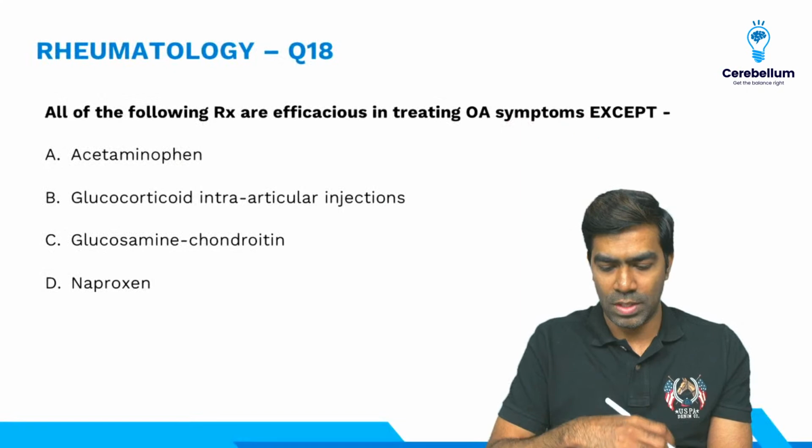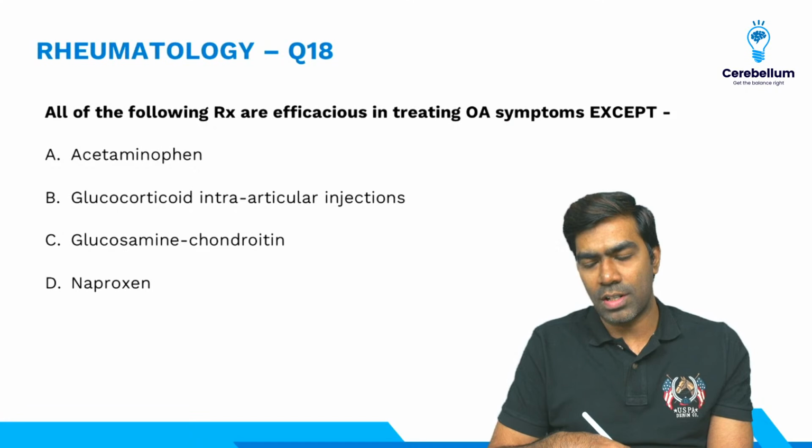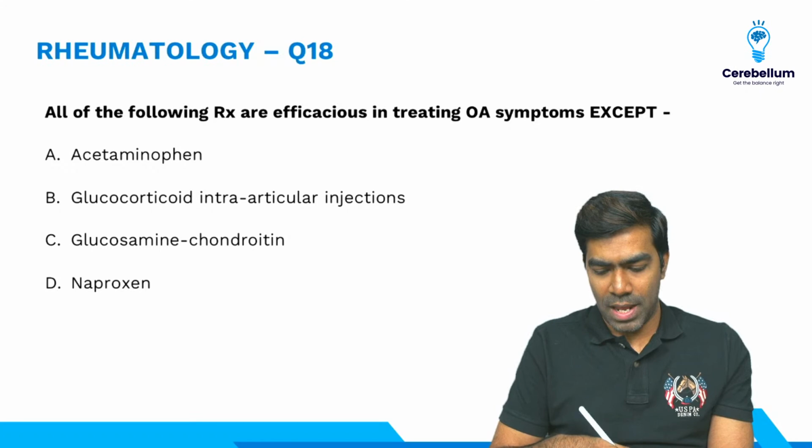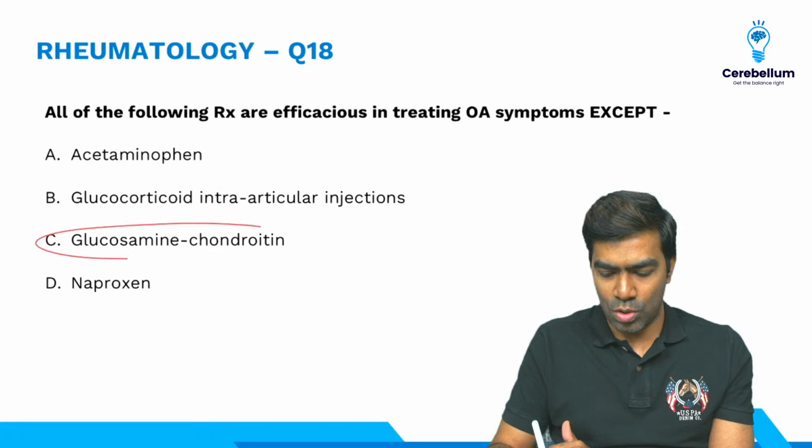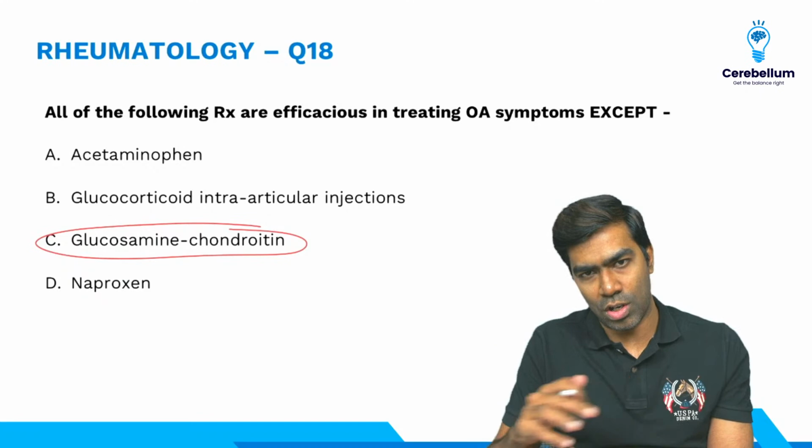Now going to question 18. All of the following treatments are efficacious in treating osteoarthritis symptoms except, again, totally Harrison based: paracetamol, glucocorticoid intra-articular injections, glucosamine, chondroitin, naproxen. So it's an orthopedics overlap question, so I'm not going to discuss too much about this. The right answer is glucosamine chondroitin injections or glucosamine chondroitin tablets or whatever it is. This is not at all beneficial, not to be used, high cost, not effective.